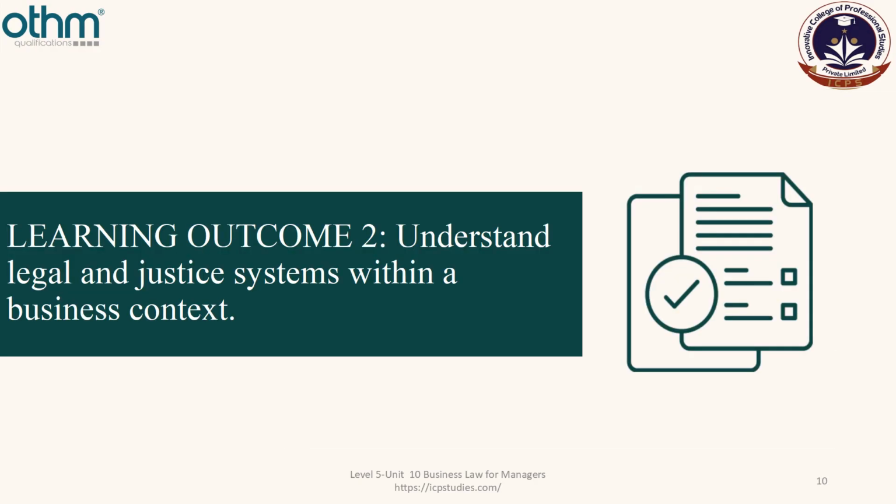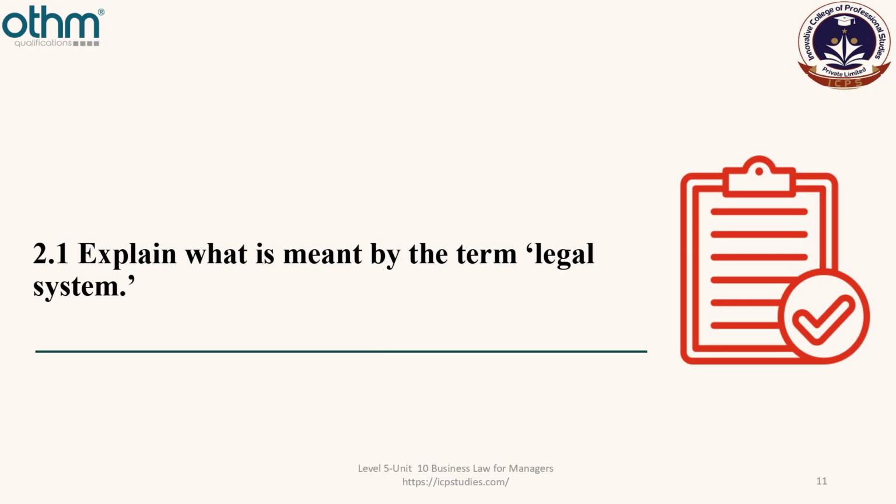Then we have the second learning outcome in which we try to understand the legal and justice system within a business context. So the first assessment criteria for the second learning outcome is to explain what is meant by the term legal system.